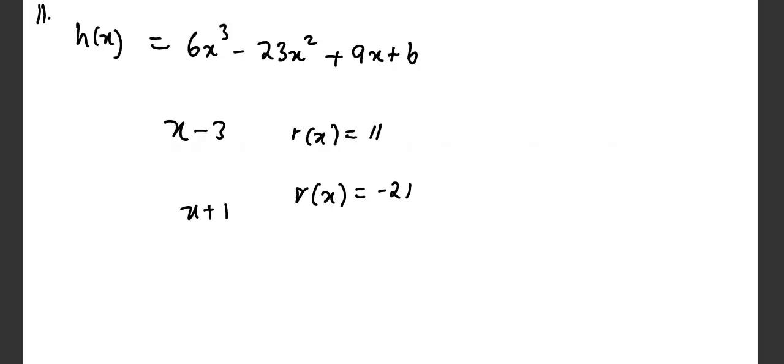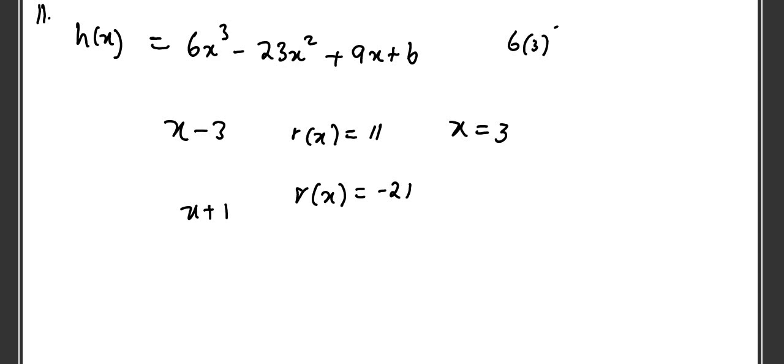So here they're telling us that if we solve x is equal to 3, the remainder, when we put x is equal to 3 in the function, we should equate it to 11. So we're going to say you have 6 times 3 to the power 3, then minus 23 times 3 to the power 2, then plus 3a, then plus b. This should be equated to 11. The second one is when x is equal to -1, it should be equated to -21.